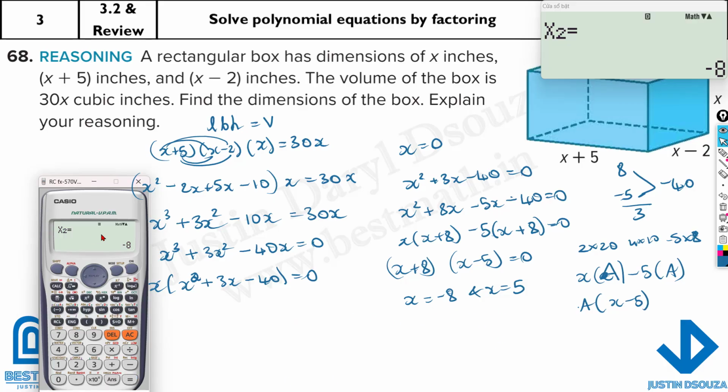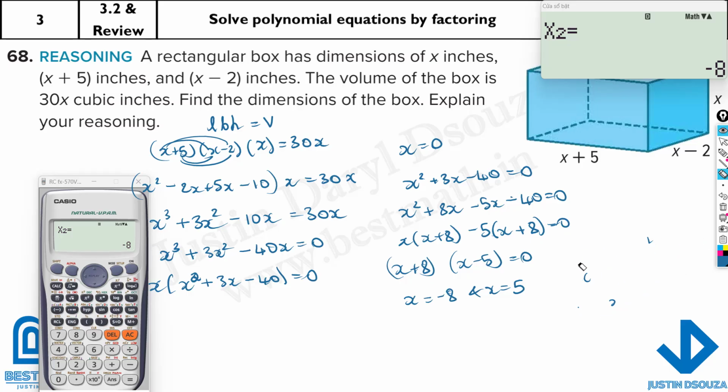But how can we avoid this writing? How can we avoid this step, whatever I've done over here? You can avoid that. I'll show you how. Once you get the quadratic equation over here, put it in the calculator. If I put in the calculator the coefficients 1, 3, and minus 40, the answer is 5 and minus 8.